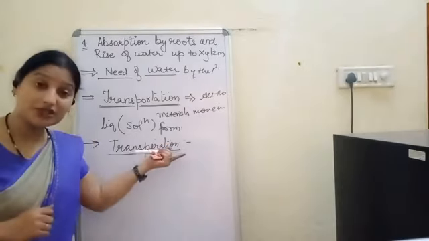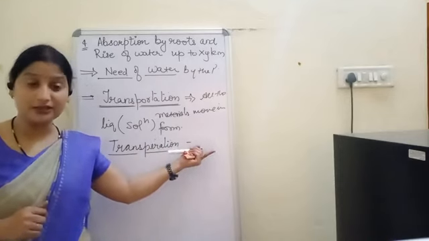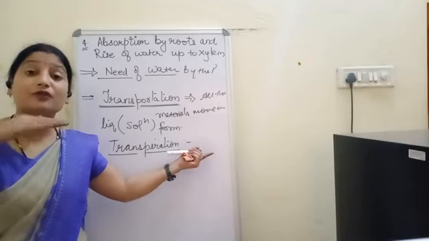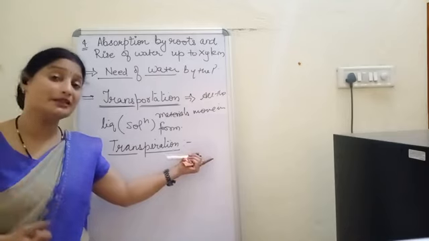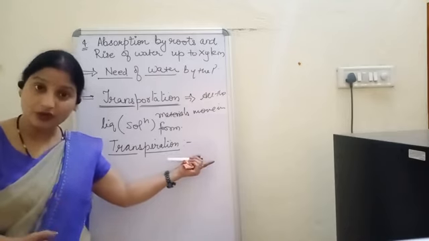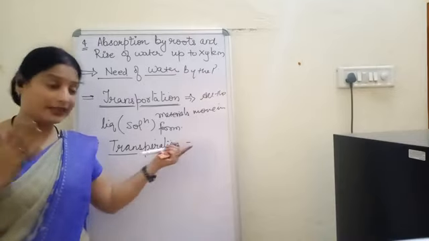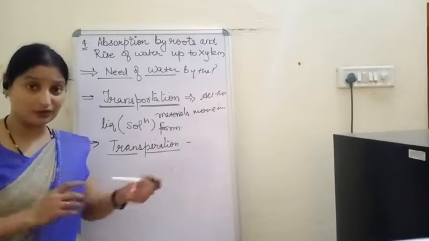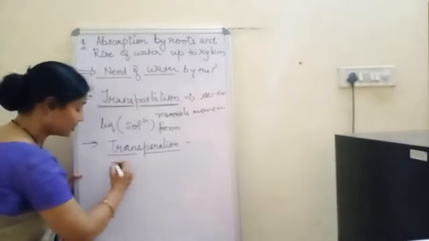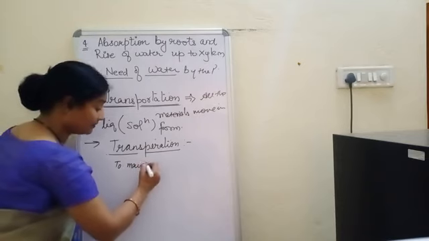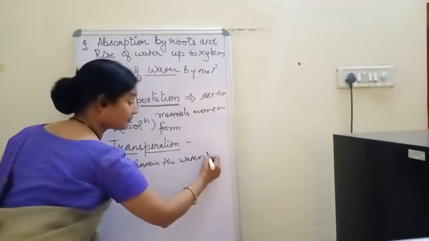So transpiration means loss of water by the aerial parts of the plant to maintain the level of the water in the plant. Whatever amount of water is required by the plant will be used, and waste water will be lost by the process of transpiration. Okay. So what is the need of transpiration for these plants? To maintain the water balance in the body of the plant.